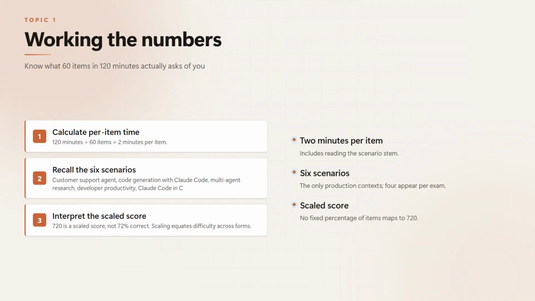And when you get your score report, remember, the per domain percentages are diagnostic. They tell you where to study next time, not whether you passed. The pass is the total scaled score alone.